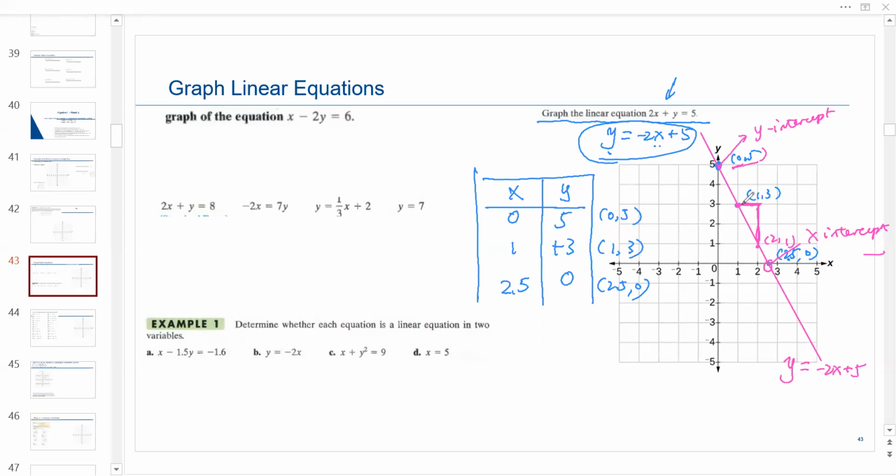X increases 1 unit, y what happened? Decreases 2 units. So use this y change over this 1. So the slope will be -2 over 1, right? So became -2. So -2 actually exactly is the coefficient in front of this x. All right. So this is slope.